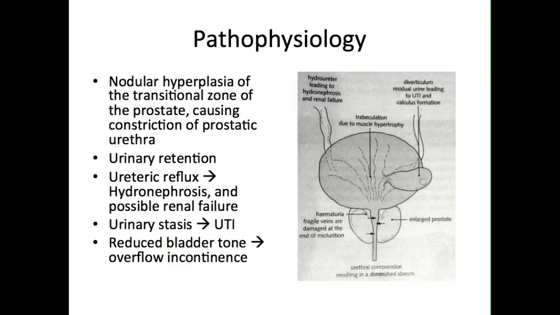In terms of pathophysiology, there is nodular hyperplasia of the transition zone of the prostate gland. Given the anatomical proximity of the transition zone to the prostatic urethra, it is not surprising that there is constriction of the urethra in this area. This leads to bladder outlet obstruction.